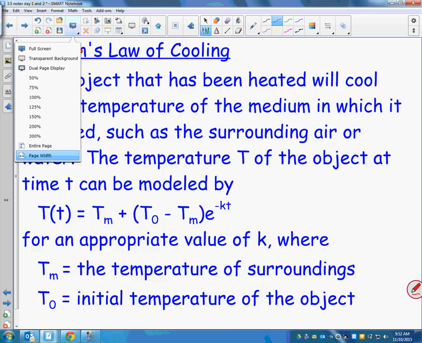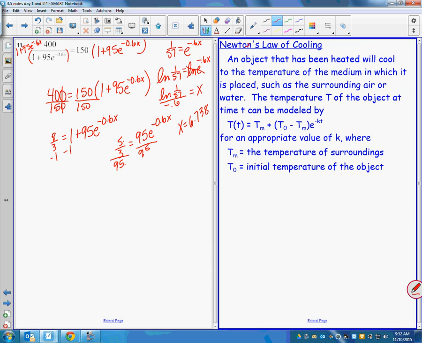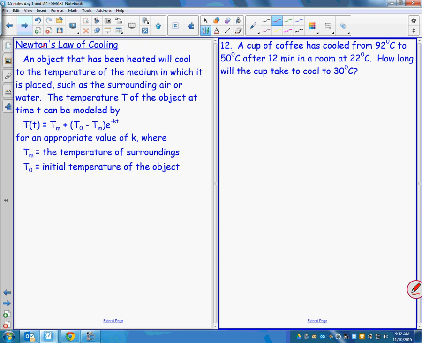I'll do a double page here so we can keep this. I don't have this equation memorized. But it says a cup of coffee has cooled from 92 degrees Celsius to 50 degrees Celsius after 12 minutes in a room at 22 degrees Celsius. How long will it take to cool to 30 degrees Celsius?